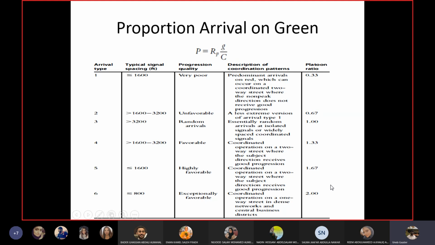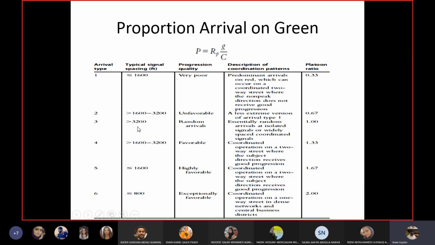Okay, the values of RP. If the spacing is higher, then the previous signal will have less effect. So this is slightly better than condition 1. It's unfavorable still. Many vehicles are still arriving during red time, but because of the spacing, it has less effect now. So the platoon ratio is slightly better.